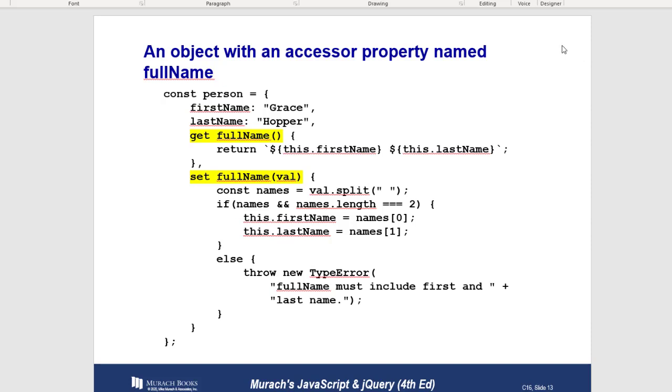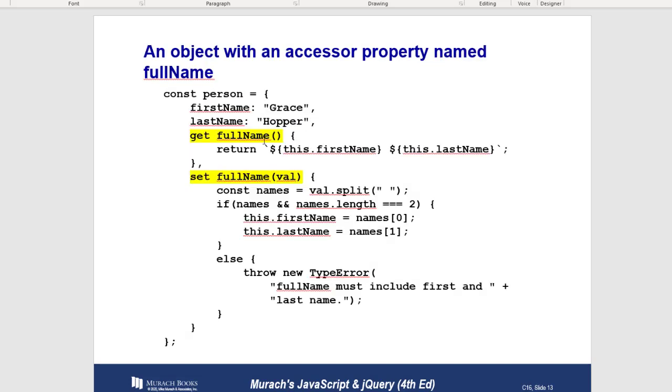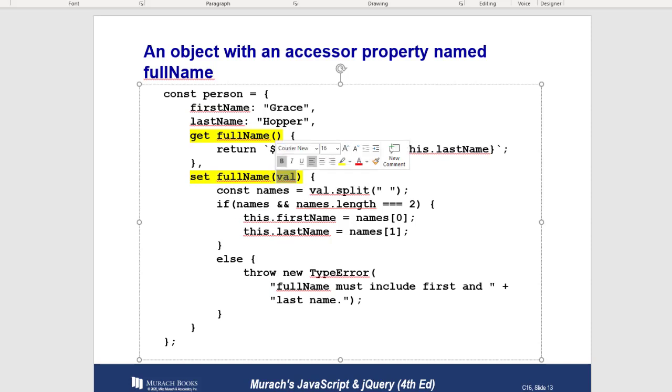This is an object with an accessor property. These are newer features that allow you to use accessors. So, full name: if you put get in front of it, it will return whatever you tell it to. And if you put set and it takes a value, you tell it how to set the value.